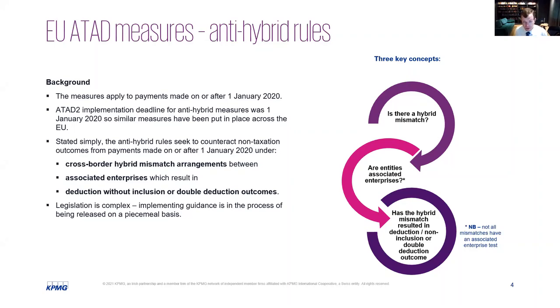So what are these rules and when do they apply? Well, they will apply where we have a cross-border mismatch arrangement between associated enterprises, and that results in a deduction without inclusion outcome or a double deduction outcome. So we're going to go through each of those three concepts, and then we're going to apply them to a series of examples. The rules are complex, so we're not going to get into the absolute fine detail on all of these points. We'll try and illustrate the key issues. So we move on to the next slide.